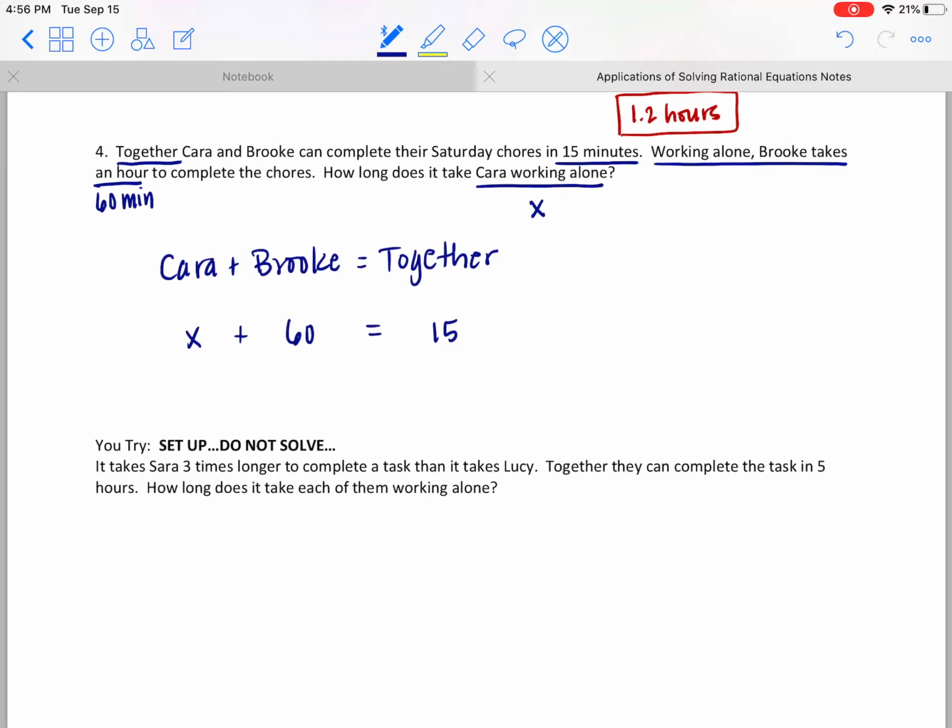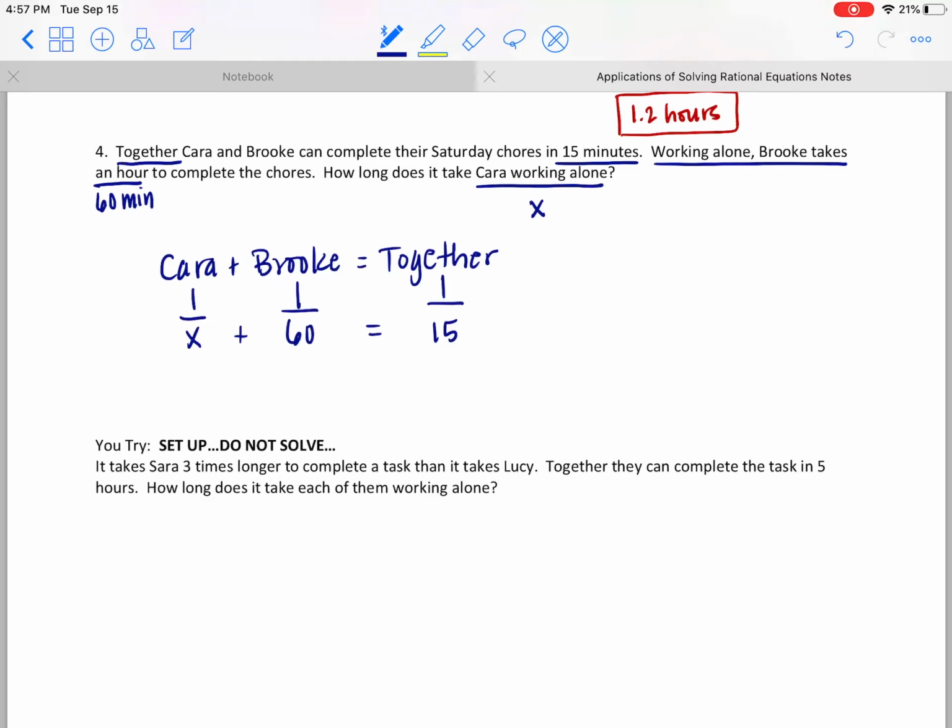Now again, if I just add this and make this equal, I'm going to end up with a negative answer, which doesn't make sense. So I need to convert these amounts to rates. So Kara is going to complete 1/x of the chores per hour, or per minute in this case. Brooke will be 1/60th of the chores per minute, and then together 1/15th of the chores per minute. And that would be our equation.